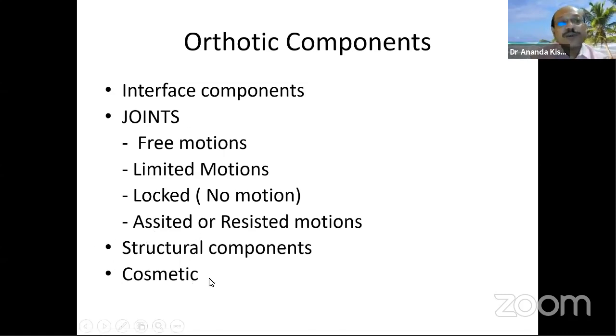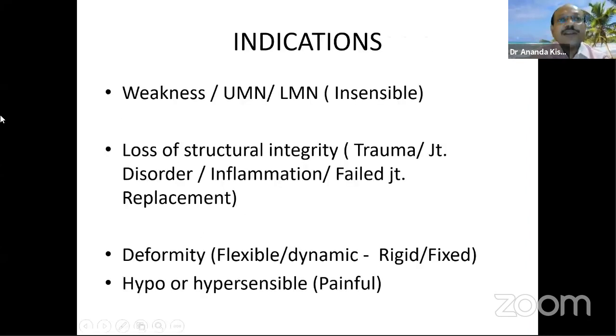Now structural components I already told. For the classical, it may require some bar, it may be a single bar, side bar, or double bar, and the cosmetic component, which is provided only by the modern orthotics. Now indications, you can see here. Basically, there are 4 types of indication of the lower limb orthosis. There may be weakness, it may be upper motor neuron type or lower motor neuron type.